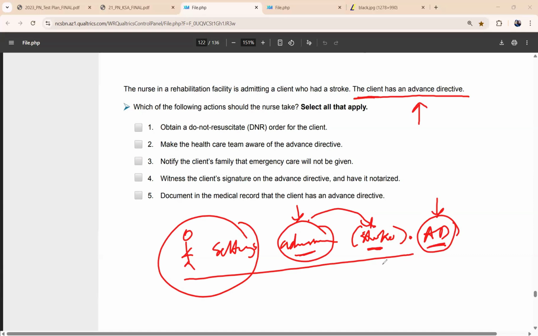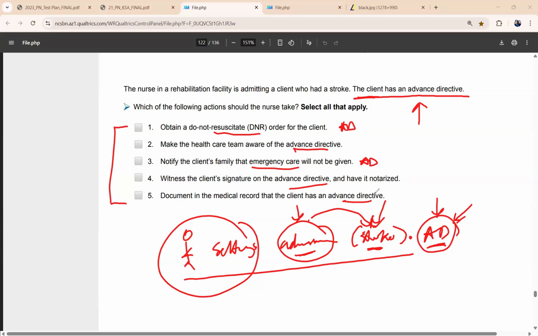Now, how would you be able to evaluate if that is true? Just go and read your answer keys. You will find out that there's no answer that is related to the stroke. Instead, all your answers are related to advance directive. Look at it for sure. Do not resuscitate is advance directive. Emergency care is related to advance directive. Every answer screams advance directive. It automatically means this question is testing you on advance directive.